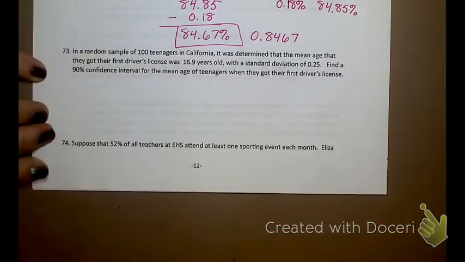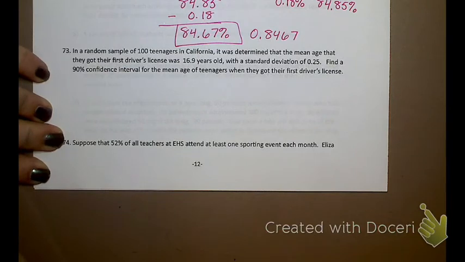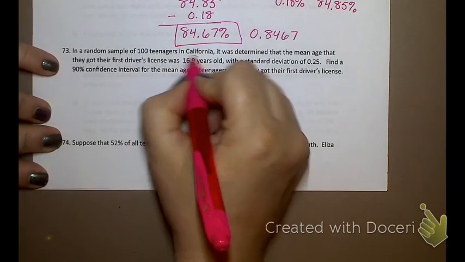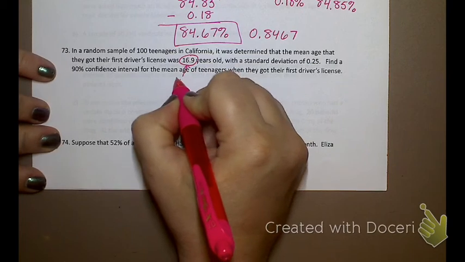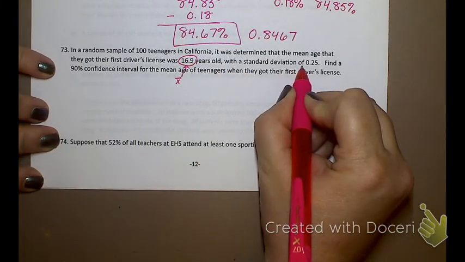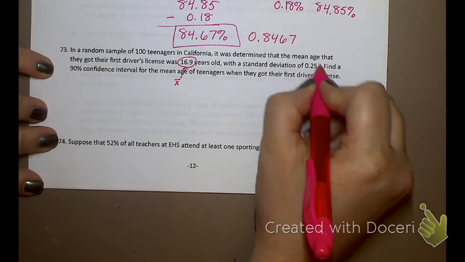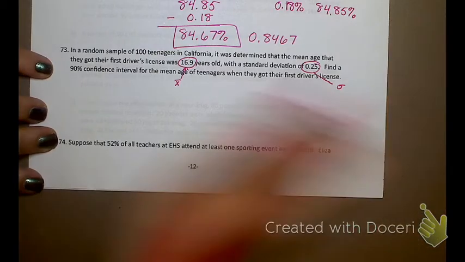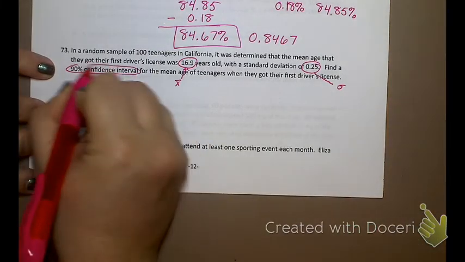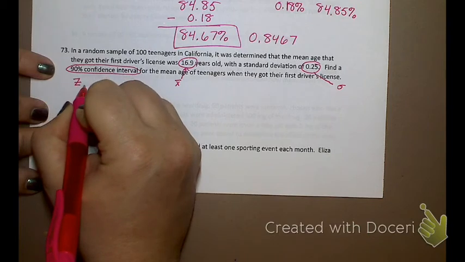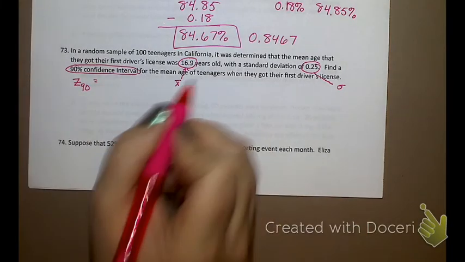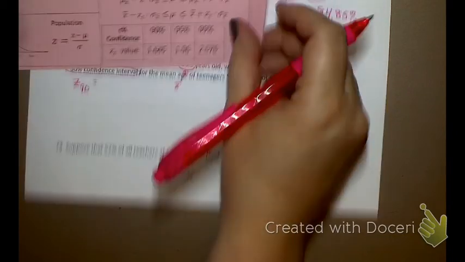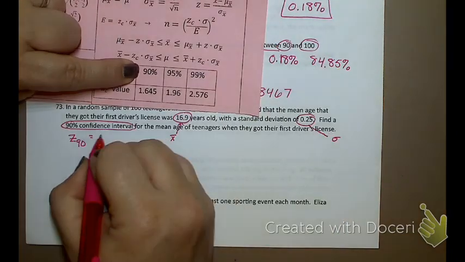In a random sample of 100 teenagers in California, it was determined that the mean age they got their first driver's license was 16.9 years old. That's good to know. That right there is X bar, with a standard deviation of 0.25. That right there is sigma. Find a 90% confidence interval. That means I need to find Z sub 90. And from my sheet, I know that Z sub 90 is 1.645.